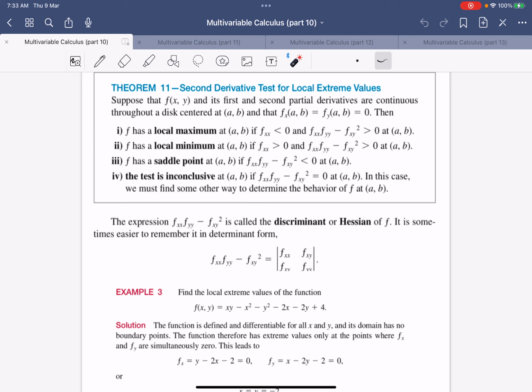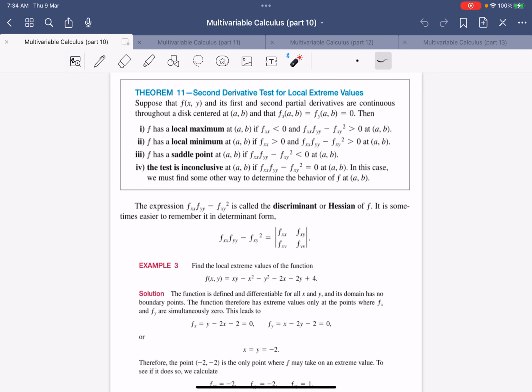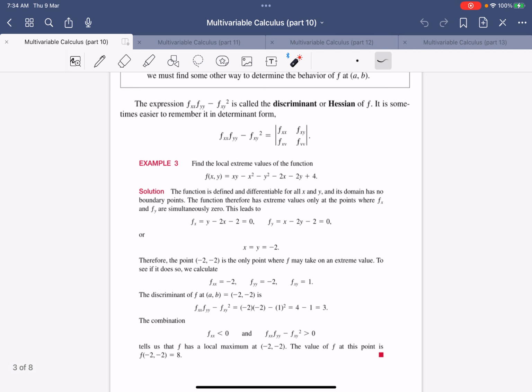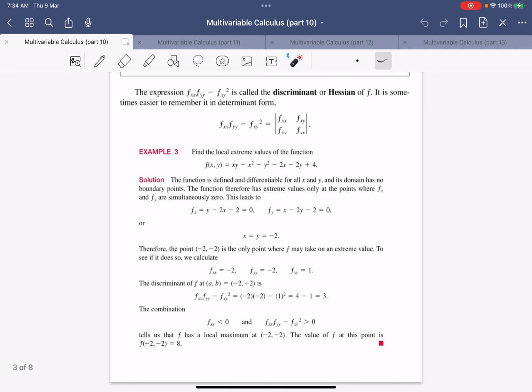And it's a local minimum if your Hessian is larger than 0 and your fxx is larger than 0 as well. It's a saddle point if the Hessian is less than 0, and it is inconclusive if it equals 0, in which case you will rely back on your first derivative test, like how you did it in one variable calculus. If you look at this example, it illustrates how we use the Hessian and the second order partial derivative to help us find whether it's a local maximum or minimum.